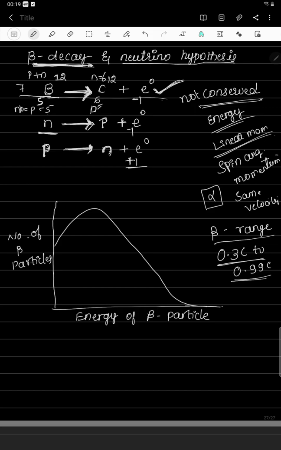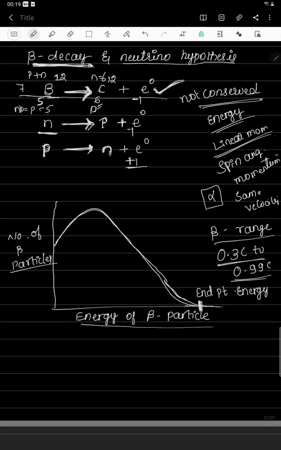If you plot the graph of the number of beta particles emitted versus the energy of the beta particle, you are going to get this kind of nature. This is a continuous spectrum. This is the maximum energy associated with the beta particle. You can call this the end point energy, that is, the maximum energy associated with the beta particle.